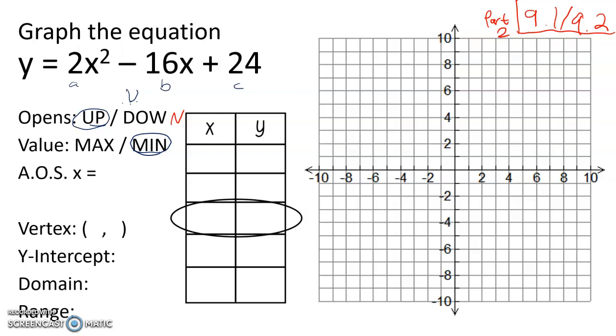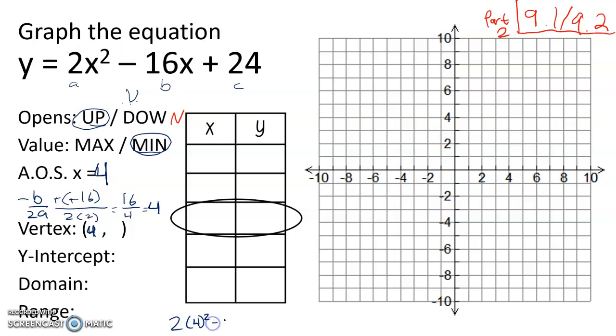Let's find the axis of symmetry. Once again, I've got my formula right here, negative b over 2a. Plug in negative b, negative 16, that turns to positive, over 2 times a, which is 2. I'm going to have 16 over 4. 16 divided by 4 is just going to get me 4. So my axis of symmetry is 4. That means the vertex x value is 4, so I'm going to plug the 4 in for x to get the rest of the value.